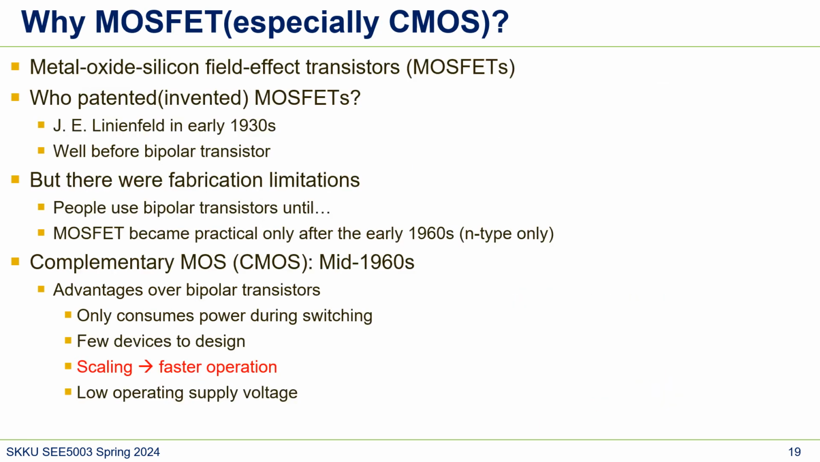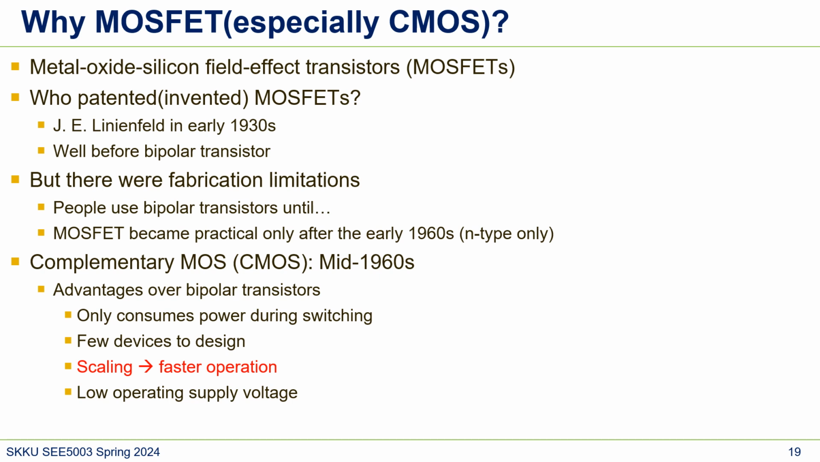So now let's move on to MOSFET. First, why MOSFET? Why do we use MOSFET? This content is from the Razavi book. First of all, MOSFET stands for metal oxide semiconductor field effect transistor. Who invented it? J.E. Lilienfeld in the early 1930s. Well, I'm not sure how to pronounce Lilienfeld, but anyway.